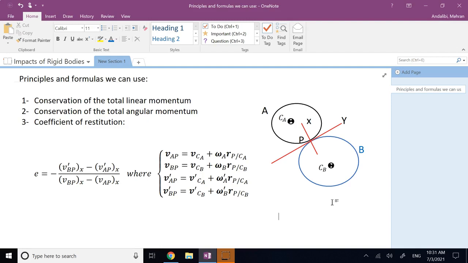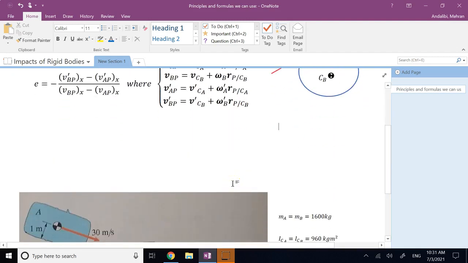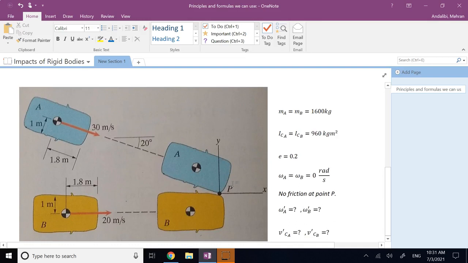Now, when two rigid bodies hit each other, not only do you have to find and care about the velocities at their centroid, you also need to find the omegas, the angular velocities after impact, if you know everything before impact. Like this example here, these two cars are coming at the same point. Okay, let's say they don't see each other, or maybe they do, right? They want to have an accident.